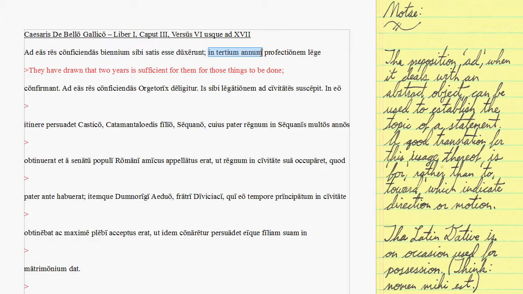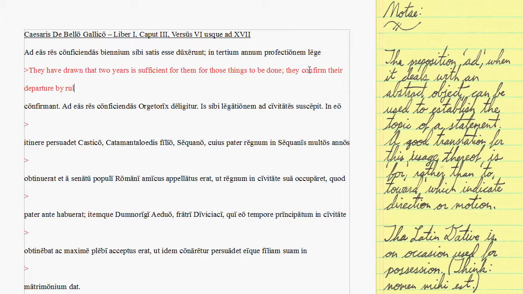And right off the bat, we follow with into the 3rd year, and we have the departure, direct object, by oath or by decree, by principle, and confirmant, they confirm. So we'll do they confirm that, or they confirm their departure by rule into the 3rd year, which is just saying that they're going to be departing and into this kind of 3rd year after waiting for 2 years.